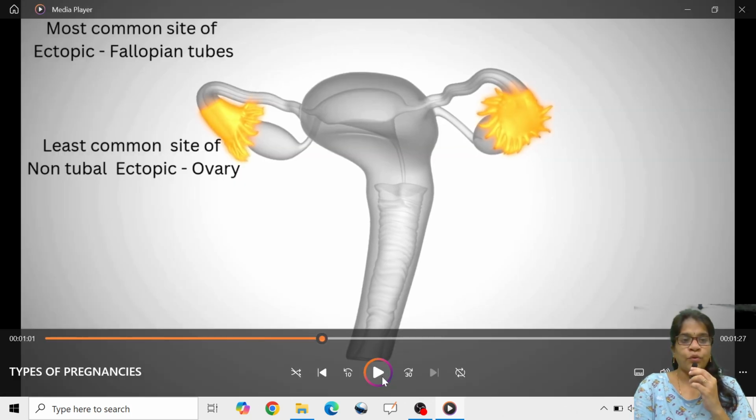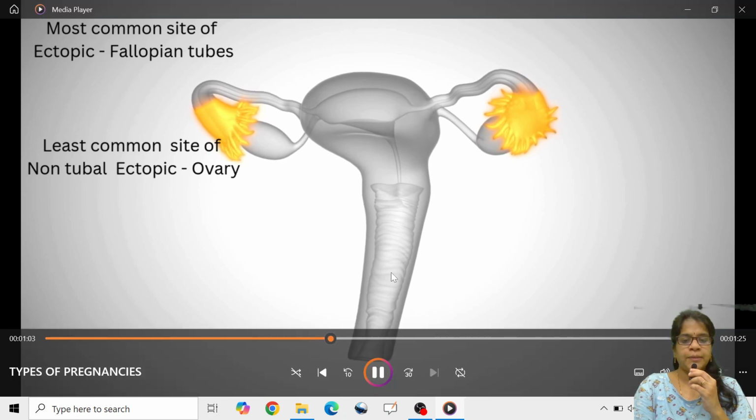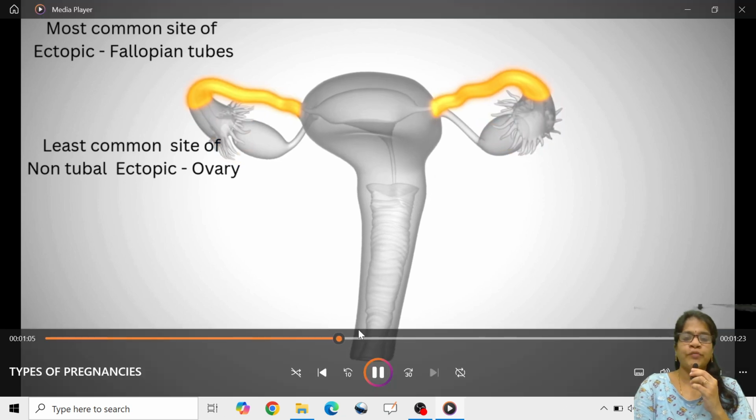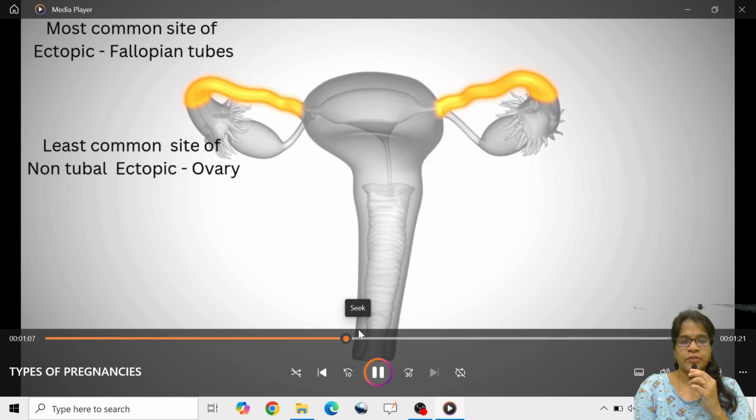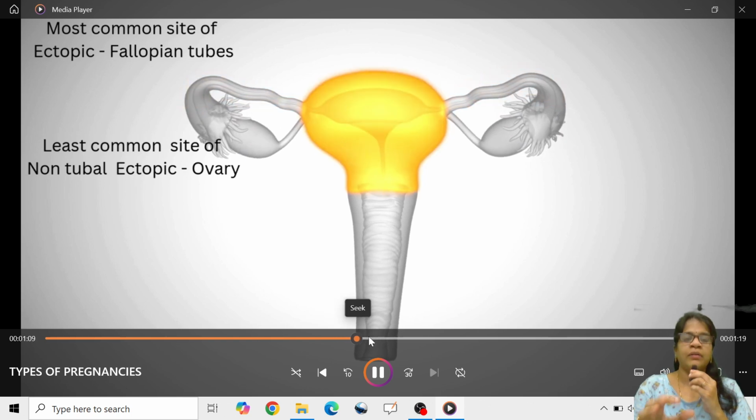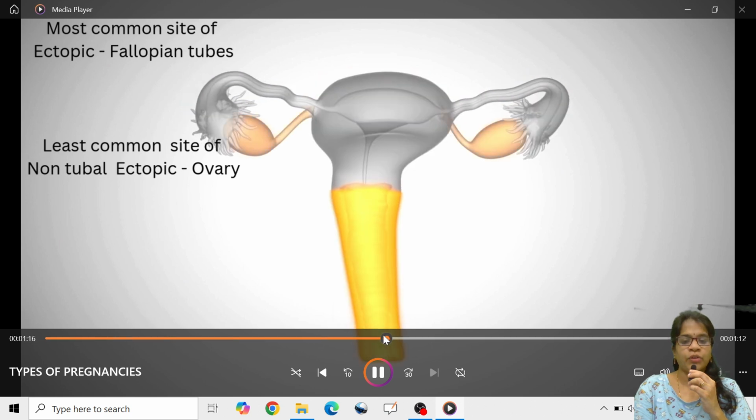So here, see, the most common site of ectopic pregnancy is the fallopian tube, and the least common site of non-tubal ectopic pregnancy is the ovary of your female reproductive system. Okay, hope you are all aware of the parts of your female reproductive system. That's why I am giving you a brief idea, because you have already gone through the class.